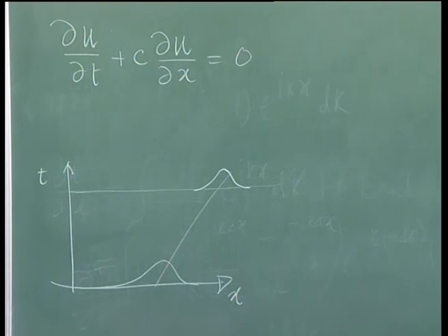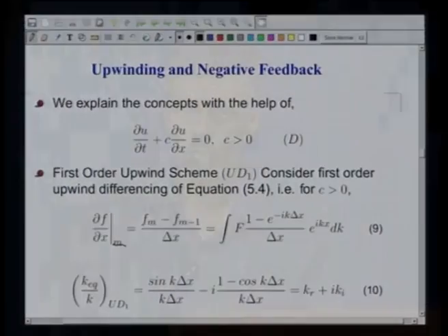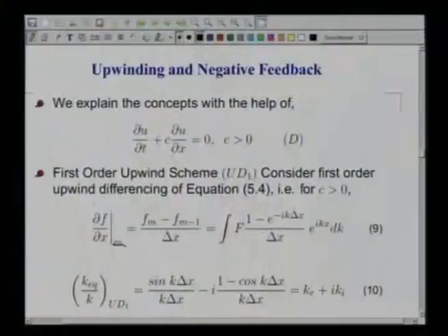That is what you are noticing here, that I have purposely looked at the del f del x at the mth node. So, where is the information coming from? It is going from left to right. So, what I should do is, I should write an expression which should involve the mth node and the m minus 1th node. So, this is what we are going to do. We have an expression for f that we have seen in terms of Fourier Laplace series. That is what we have done in equation 9.